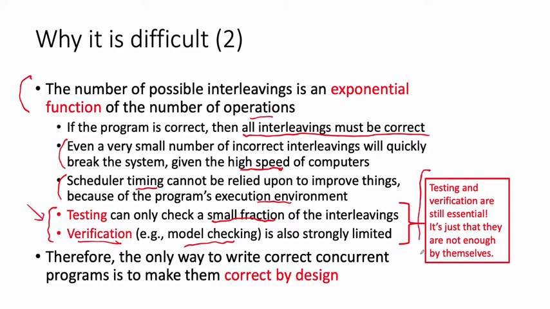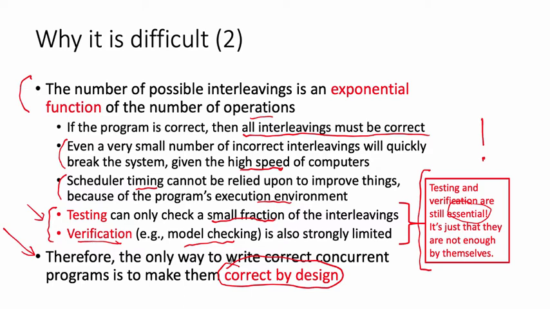Okay, you have to be clear now. Testing and verification are still essential. I'm not saying don't do them, okay? You must do them, but they're not enough. The only way to make a concurrent program correct is to make it correct by design. We have to design it up front so that we know, from the design, that all interleavings are correct.